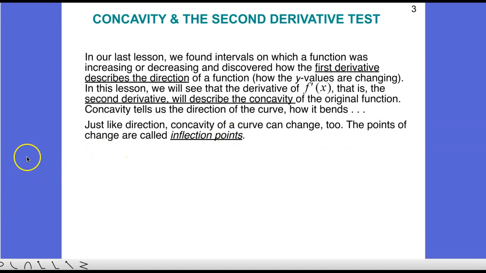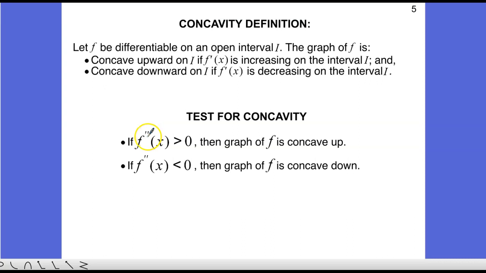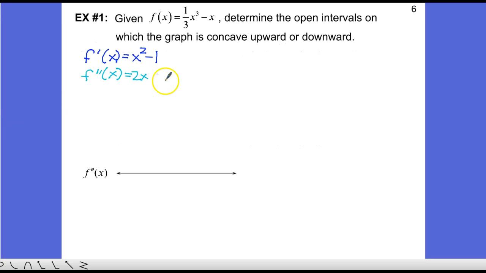Okay, this is important. So if positive f double prime means concave up and negative f double prime means concave down, what is f double prime equal to where the concavity is changing? Well, if we're going from positives to negatives and from negatives to positives, that means that at that transition point, f double prime would have to be equal to 0. So what we'll do is set 2x equal to 0, and we'll solve, and we get x equals 0.